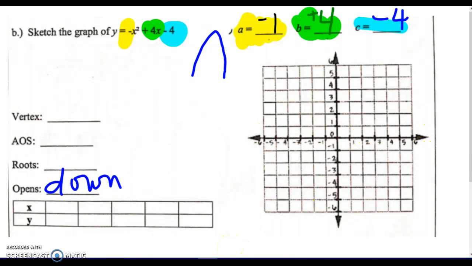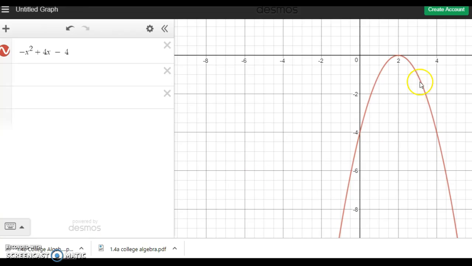So I'm going to hop over to Desmos real quick because I already have it graphed. Let's see what happens. We know it's going to open down. So, oh, there it is. So what is my vertex? Is my vertex a maximum or a minimum? Yep, it's a maximum. And my vertex is at 2, 0.